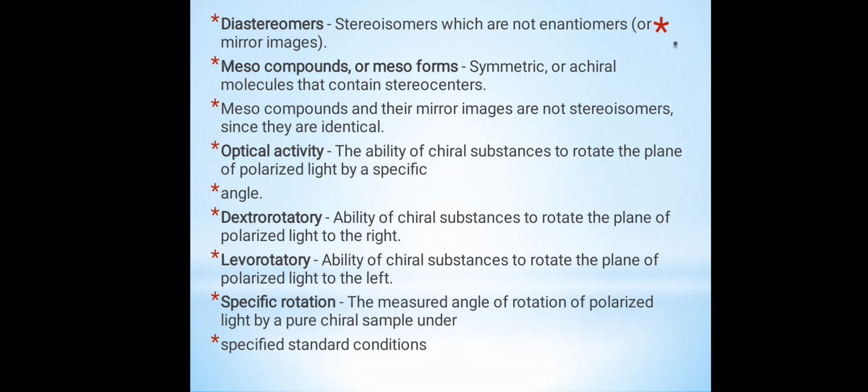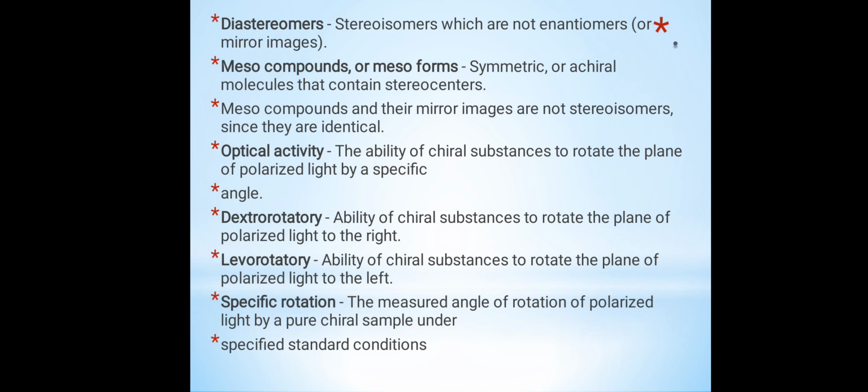Diastereomers are stereoisomers which are not enantiomers or mirror images. Meso compounds, also called meso forms, are symmetric or achiral molecules that contain stereocenters. Meso compounds and their mirror images are not stereoisomers since they are identical. Optical activity means the ability of chiral substances to rotate the plane of polarized light by a specific angle.